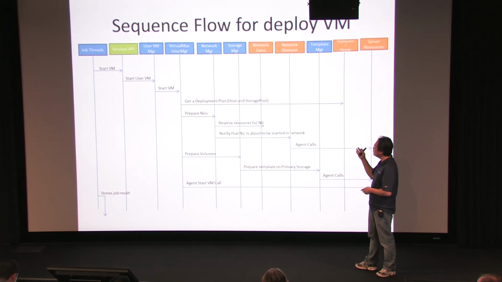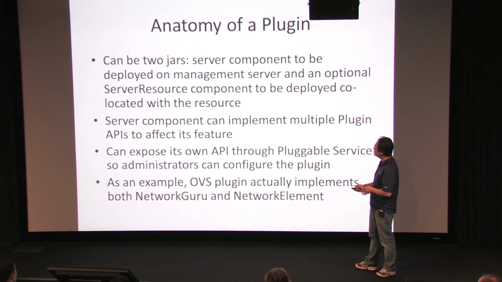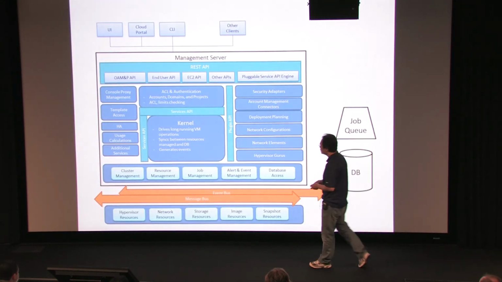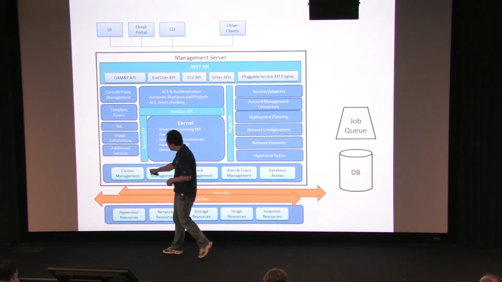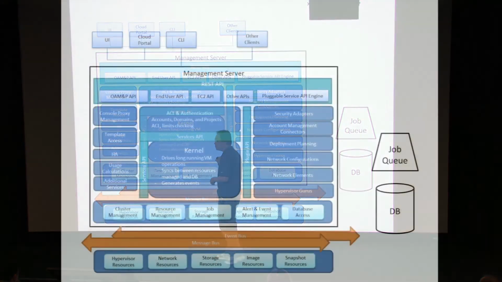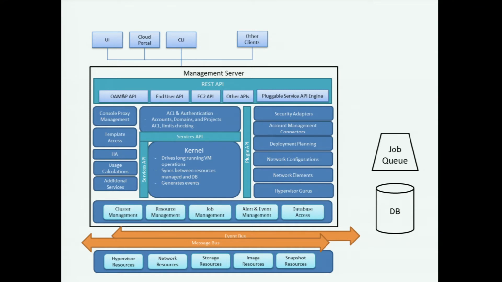And then if something failed, underneath in CloudStack, I think in this slide, I was showing cluster management. And so someone is responsible for notifying other nodes in this management cluster that this node has gone down. And someone will go back and roll back those operations.